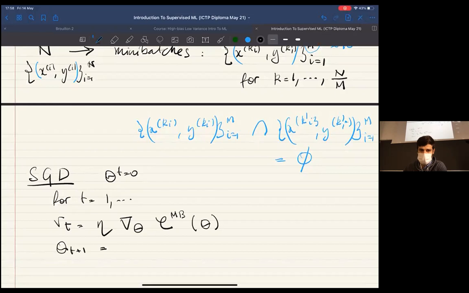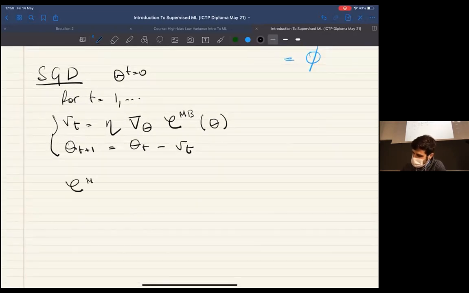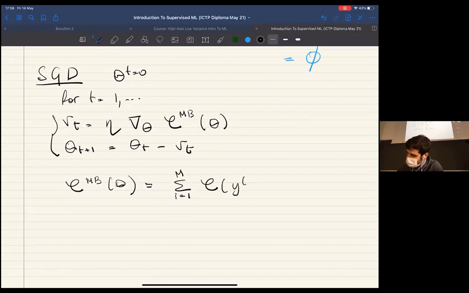What does it mean? The mini batch cost concretely is a sum over all pairs, i equal 1 to M now, of the costs evaluated on the points Y_k,i. And this is your estimator evaluated on X_k,i, where this index here, in reality, also depends on k, on which mini batch you are choosing.